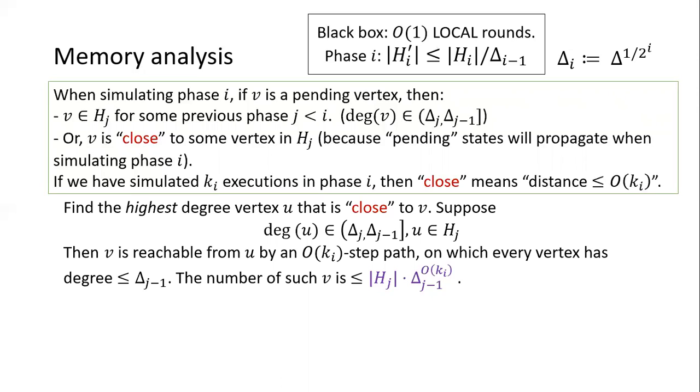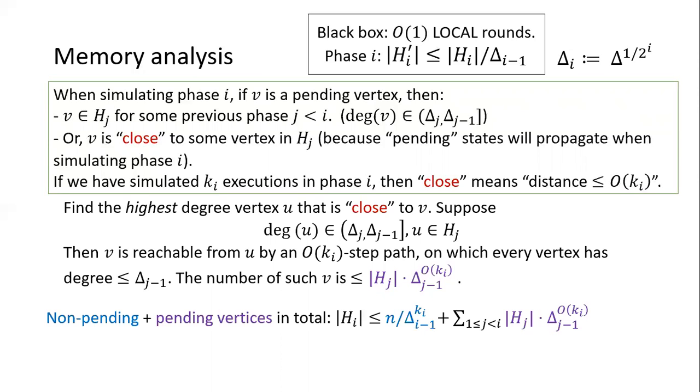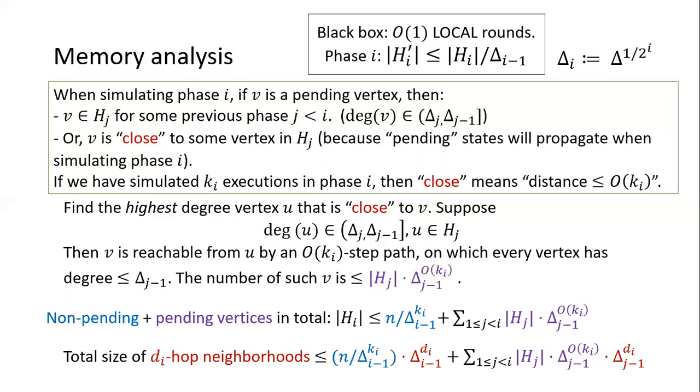Using this inequality, we can bound the total number of high degree vertices in the current phase i. The number of non-pending vertices, which is the first term, can be easily bounded because they should satisfy the property of the local black box algorithm. And for the pending vertices, we simply sum up over all previous phases j. And we can also similarly bound the total size of the collected neighborhoods.